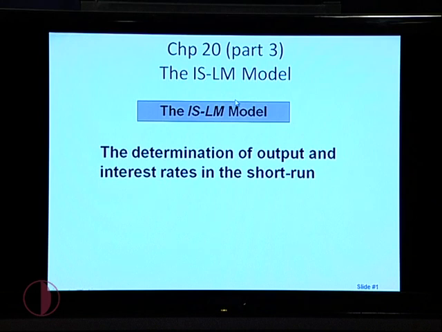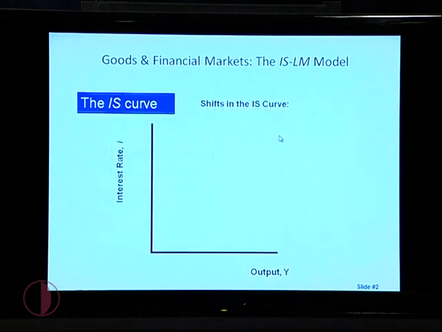This is chapter 20, the completion of chapter 20, where we presented two slides, and this is the third one that we postponed until after we finished the lectures. We are coming back to it. The IS-LM model, where we are going to discuss the determination of output and interest rate in the short run. Goods and financial market, the IS-LM model.